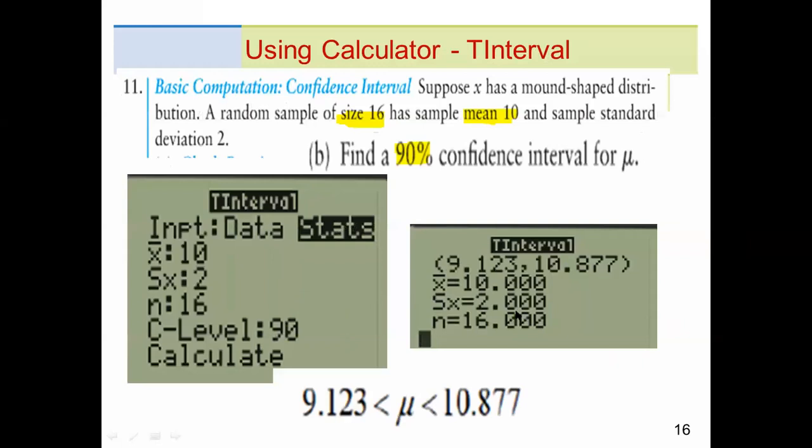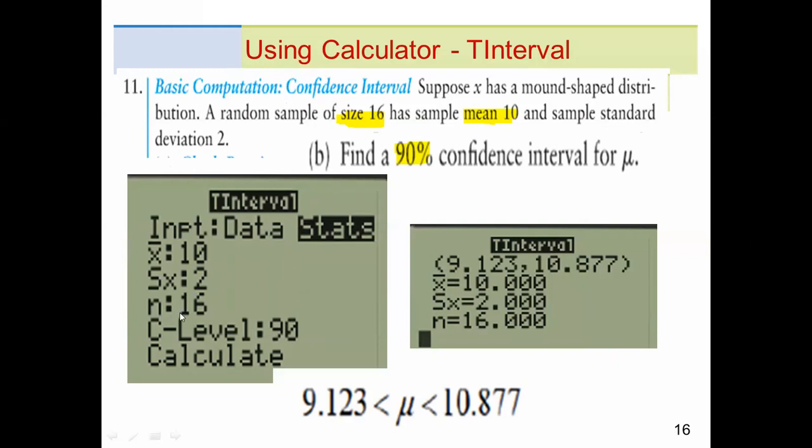All right. And once again, I have stats. Stats means I know what n is, I know what the mean is, and so forth. I have stats. X bar is 10. The mean is 10. My standard deviation is 2. My n value is 16.